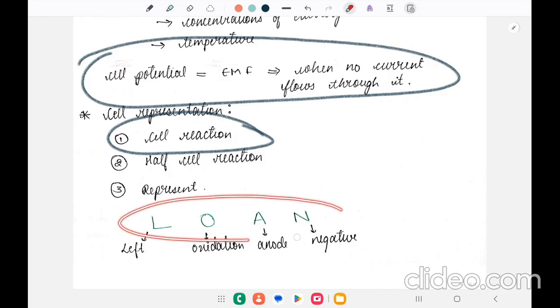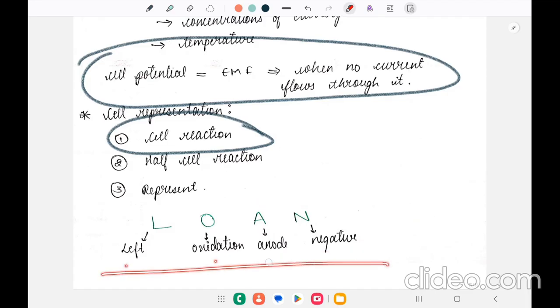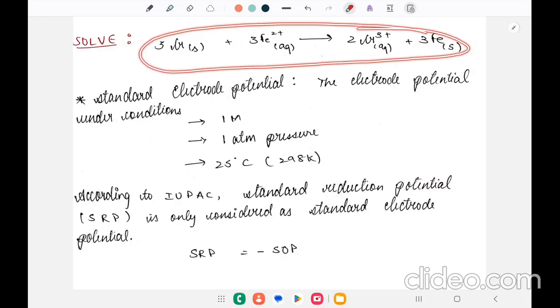So remember the word LOAN. Here in the left we have oxidation in the anode side and it is negative. Remember these, in the left we have oxidation which is anode and it is negative. I'll explain the cell representation with this example in a while.